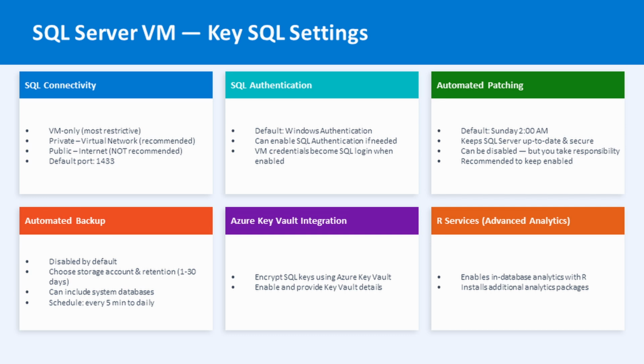You have three options: VM only, which restricts access to applications running on the same machine. This is the most restrictive and least common in practice. Private, which allows connections from other virtual machines within the same virtual network. This is the recommended option in most scenarios. And public, which exposes SQL Server over the internet. You should avoid the public option unless you have an extremely strong reason, as it opens your databases to brute force attacks from anyone on the internet. The default port is 1433, but can be changed if needed.